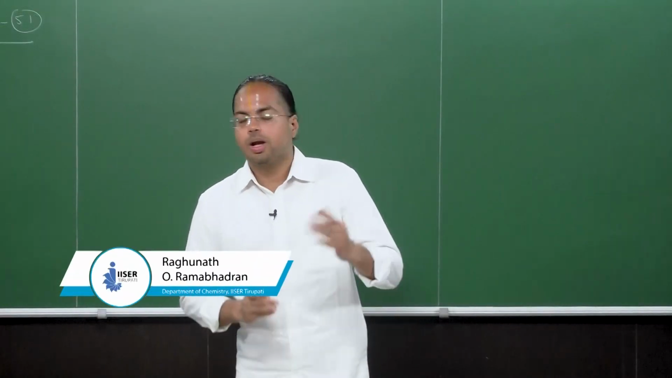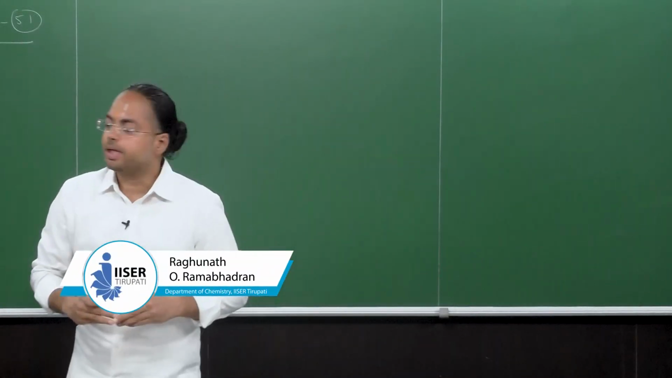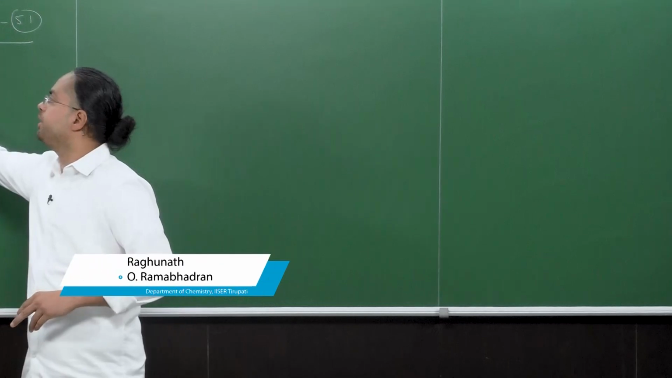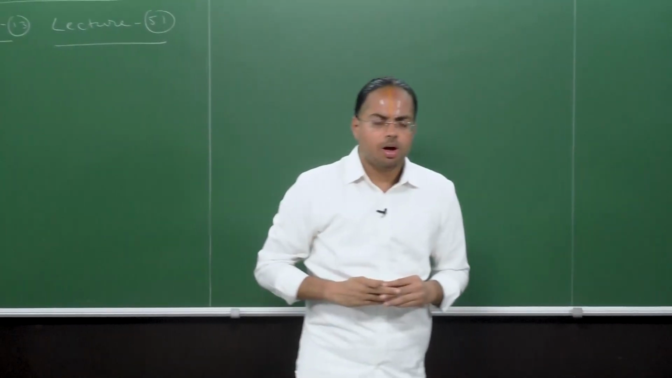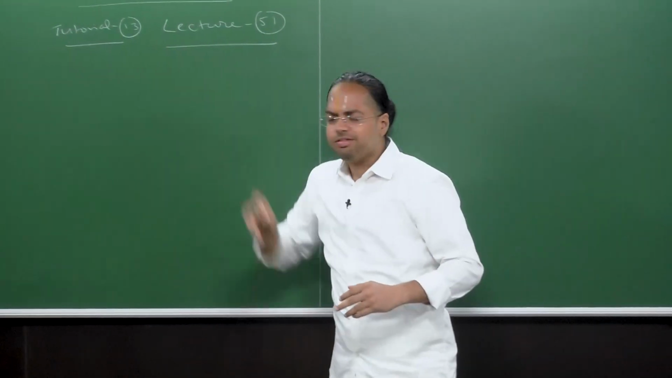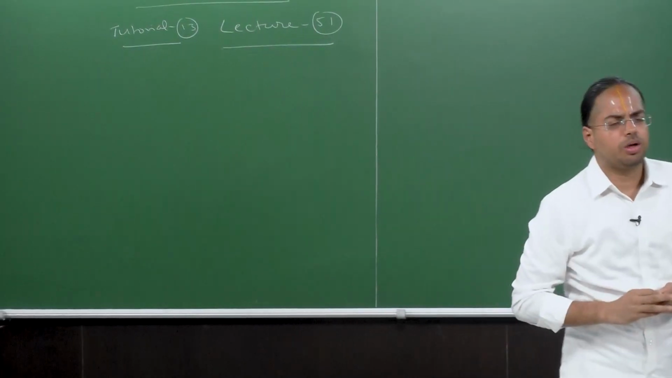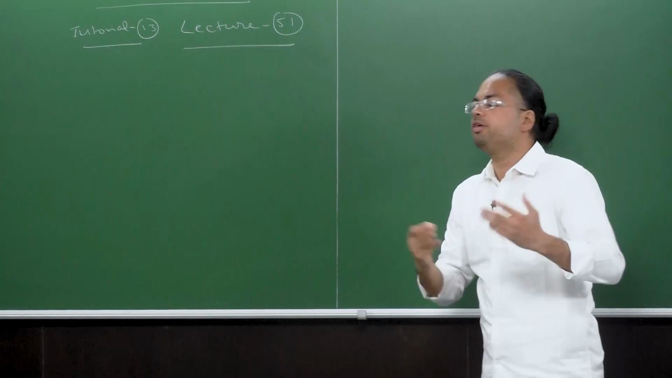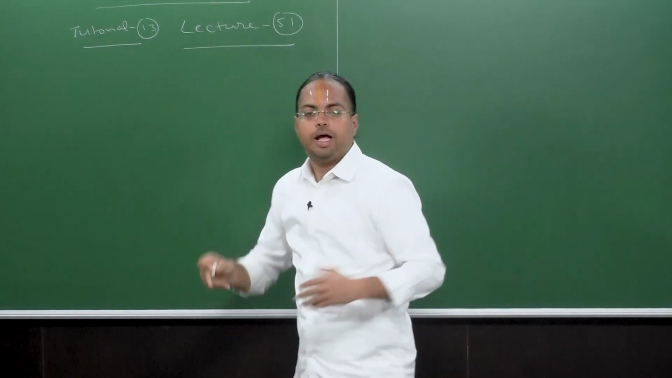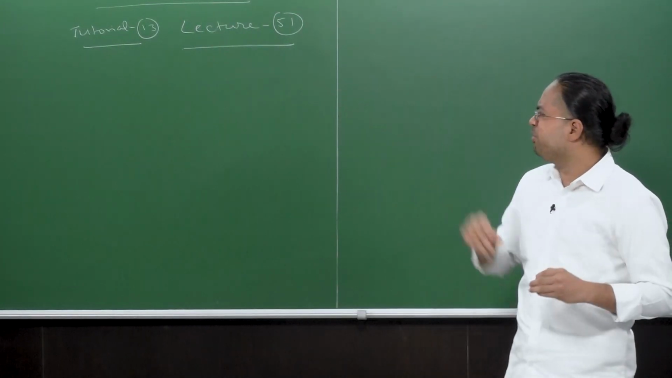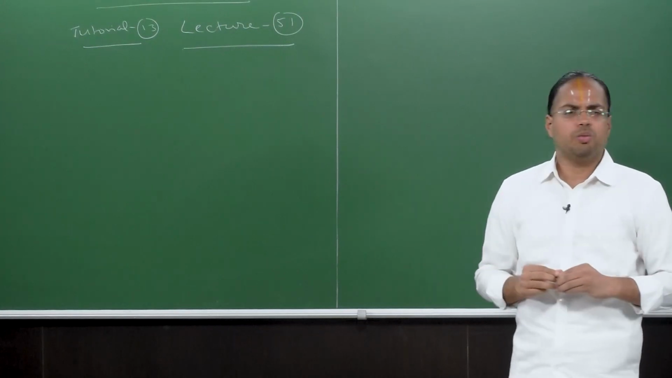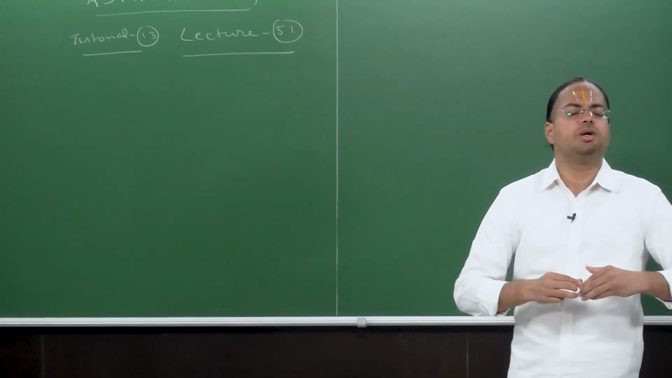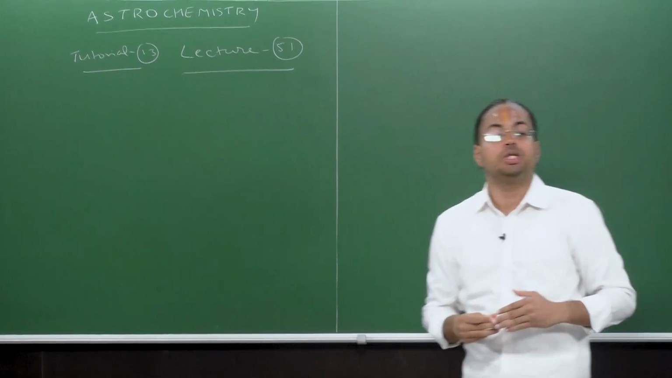Hello all, welcome to Astrochemistry. This is lecture number 51 and also tutorial number 13. In tutorial 12, the last lecture, we were discussing the derivation of the Boltzmann distribution in the context of how to understand local thermal equilibrium in astrochemistry. During approximately the past two tutorials, we were involved in deriving the Boltzmann distribution in detail.